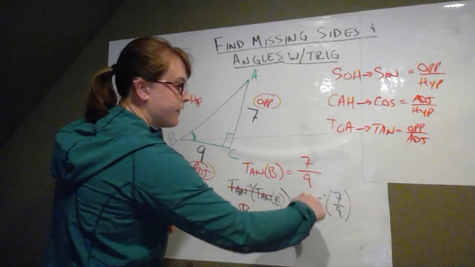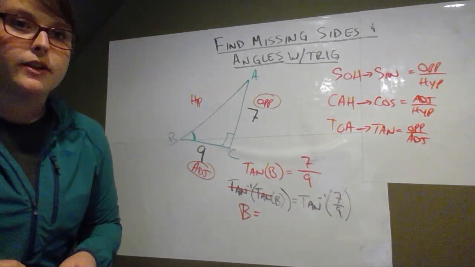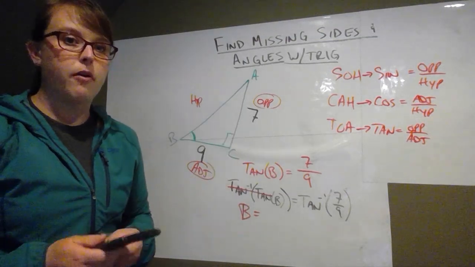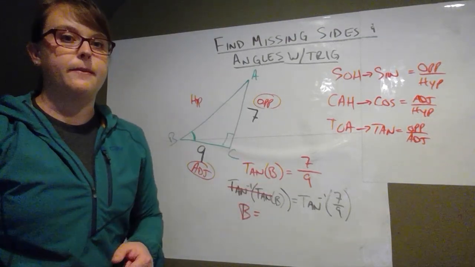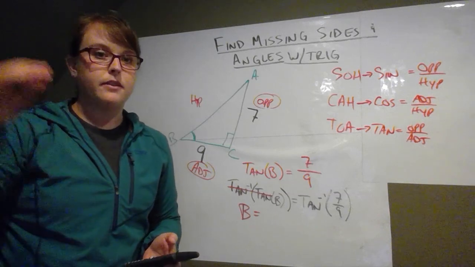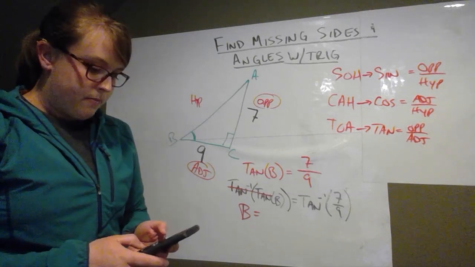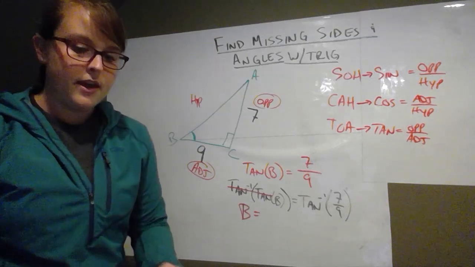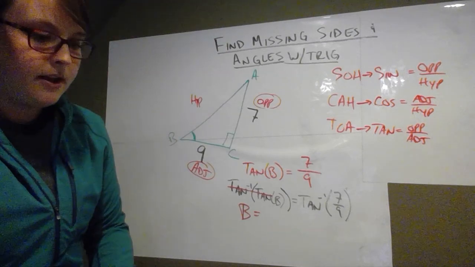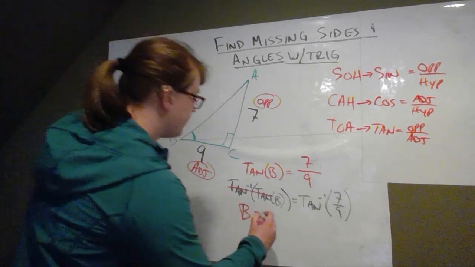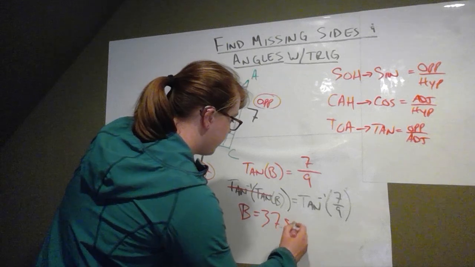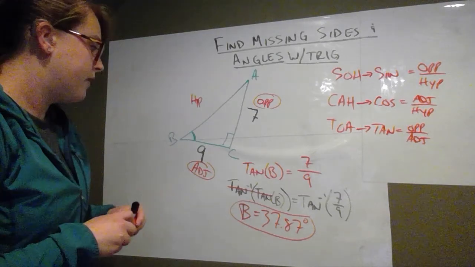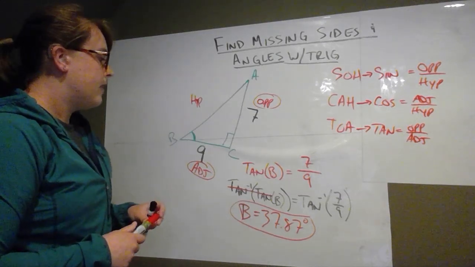And then this is something that I can type into a calculator. And remember, it's usually a secondary function. So if you're using a regular calculator like this, you'll probably have to hit second and then tangent. If you're using Desmos, it's listed under functions. So I'm going to type second tangent, 7 divided by 9, enter. And it tells me that angle B is going to be 37.87 degrees. So there's angle B, 37.87 degrees.